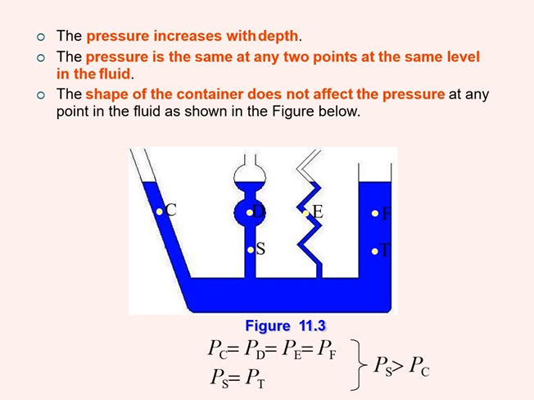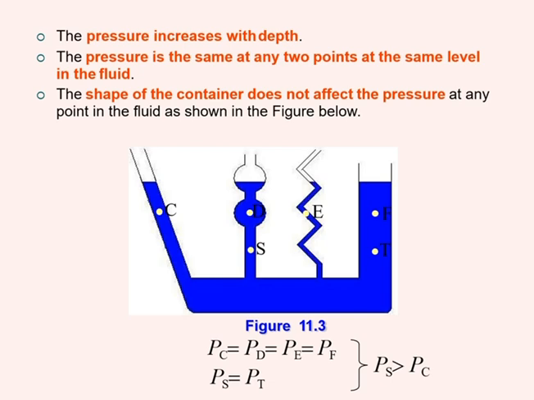As for the basic principles of fluid mechanics, the first one is that pressure increases with depth. In a fluid at rest, the pressure increases with depth due to the weight of the fluid above pushing down. Next, the pressure is the same at any 2 points at the same level in the fluid. At a given depth, the pressure is uniform throughout that horizontal plane within the fluid. This means that if you are at the same depth, the pressure will be the same regardless of where you measure it, assuming the fluid is incompressible and there are no additional forces acting on it.